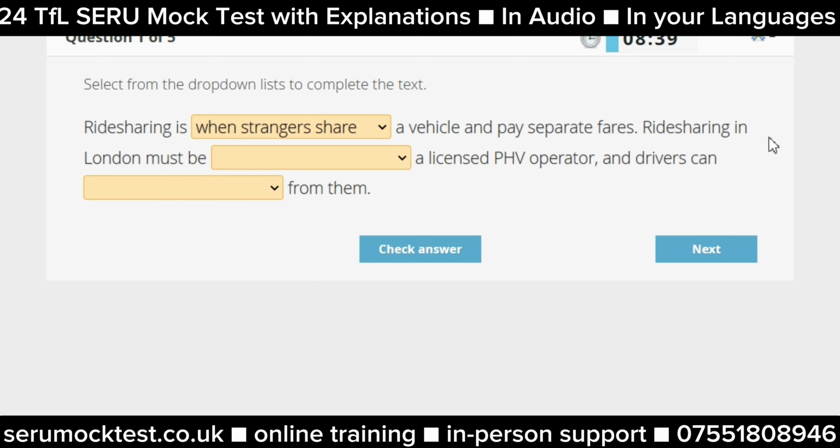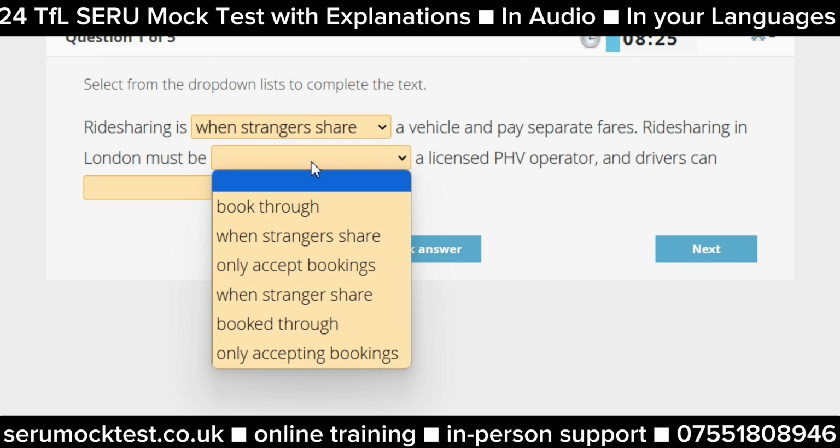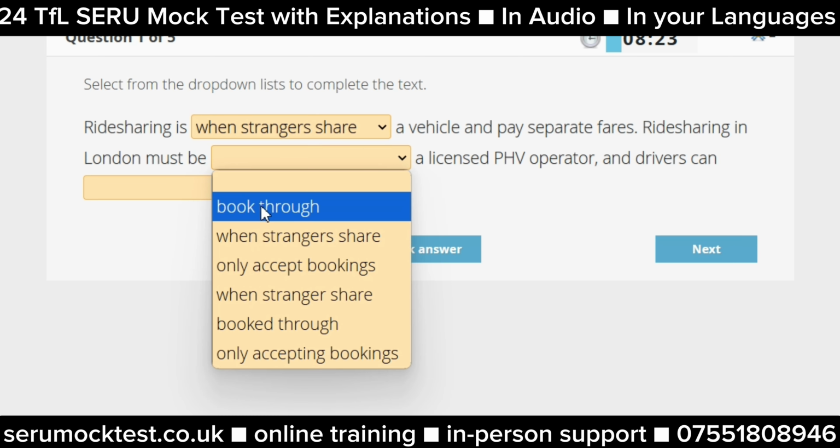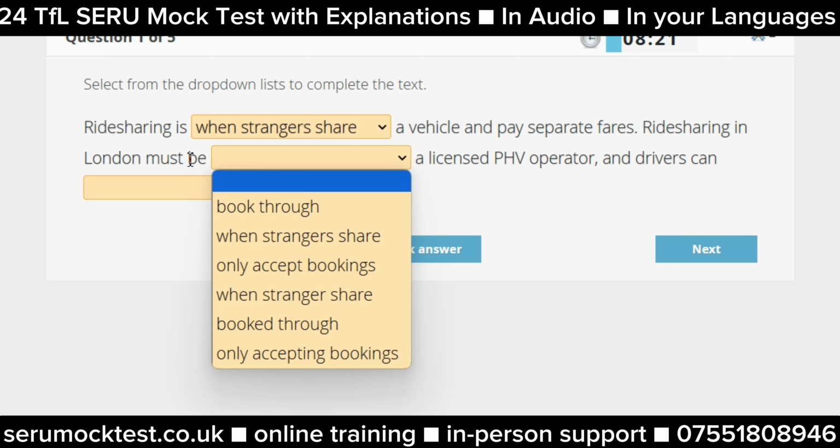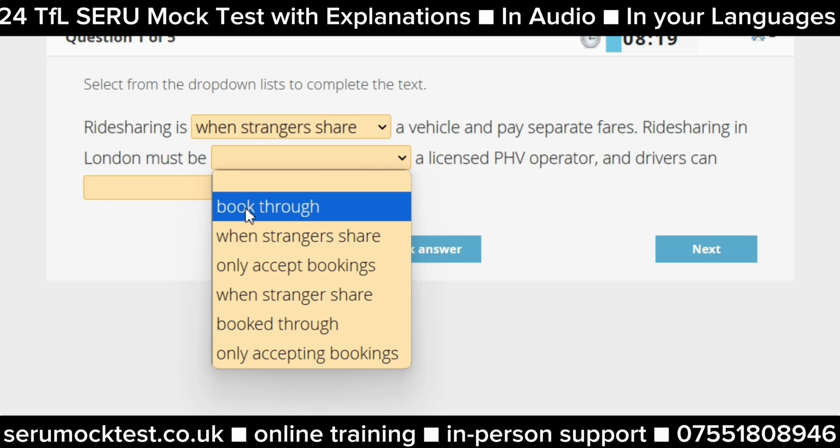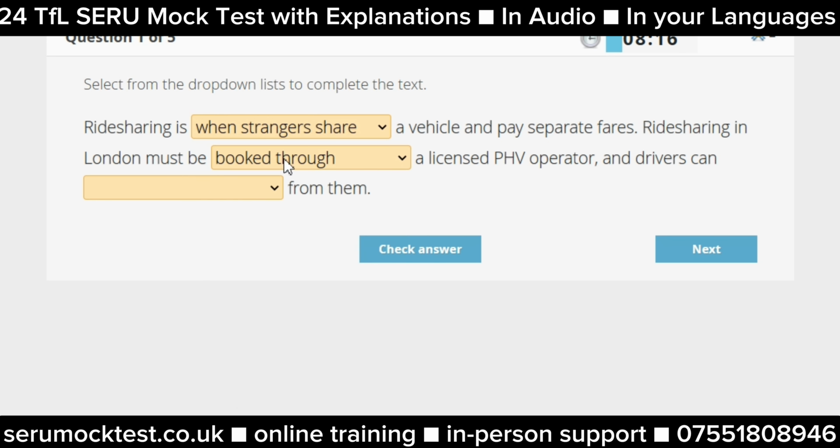So let's move to the next one. Is ride sharing in London must be. So remember, after the word be, the verb will always be in the past or in the continuous form. So must be book is not correct at all. If you take the be away, then yes, book will be correct. But it is must be booked. A licensed PHV operator, and drivers can.